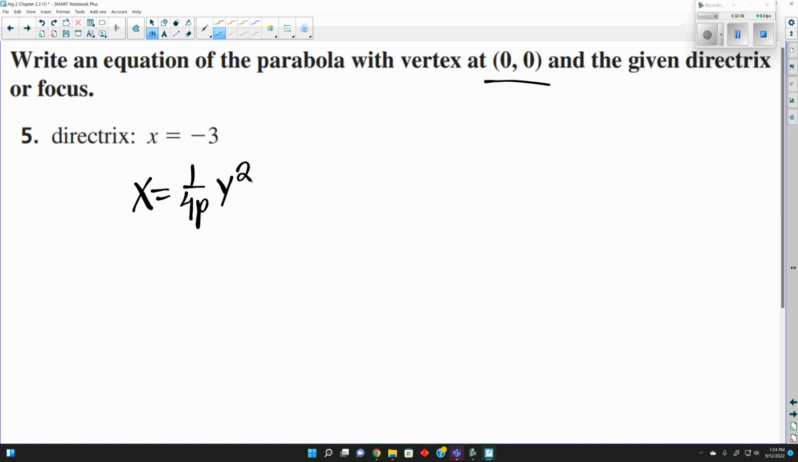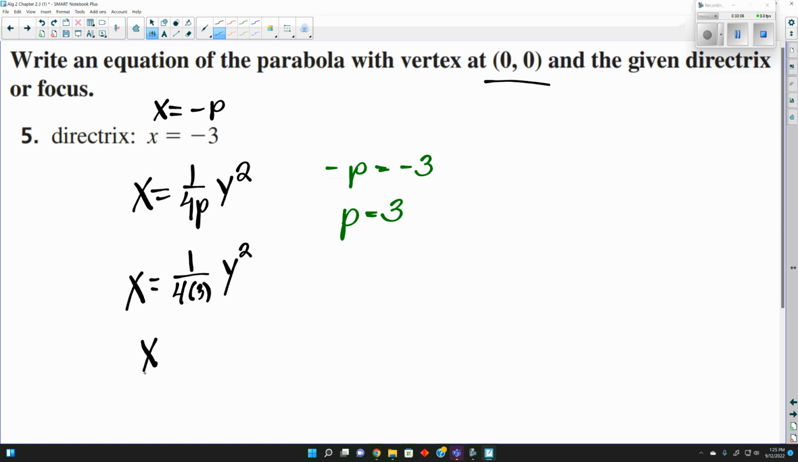Now we just need to find the value of p. Well, it's telling us negative p equals negative 3. Right, so we just need to plug 3 in for p. So we get 1 over 4 times 3 times y squared. Well, 4 times 3 is? That's it.